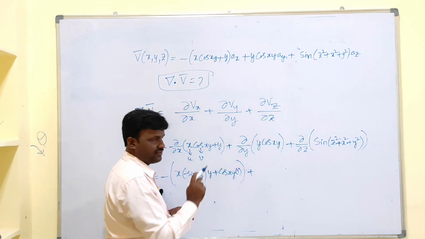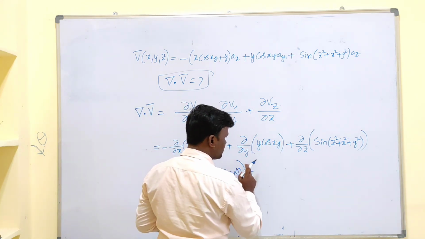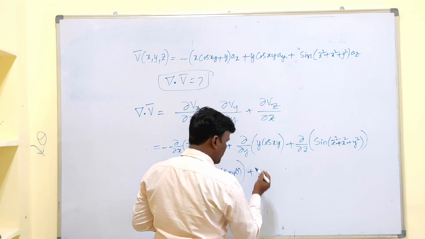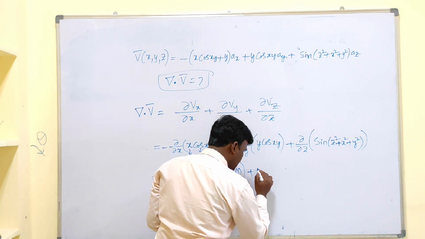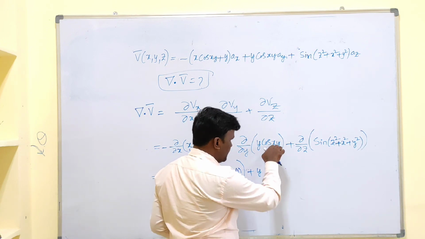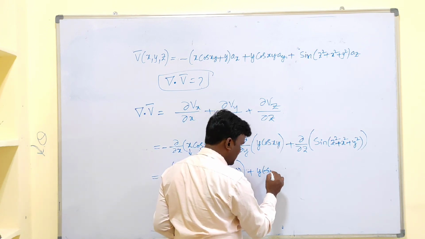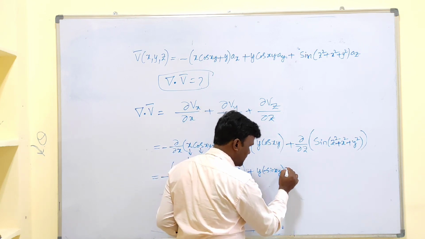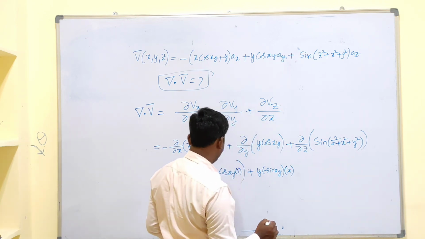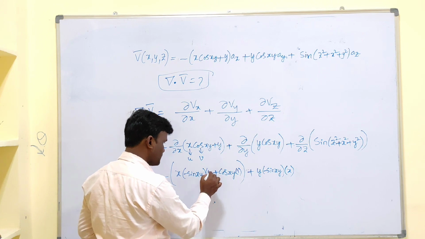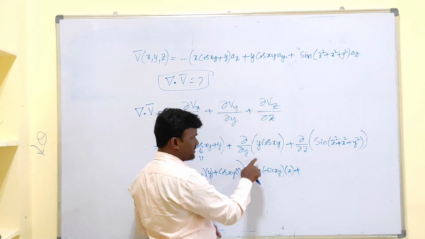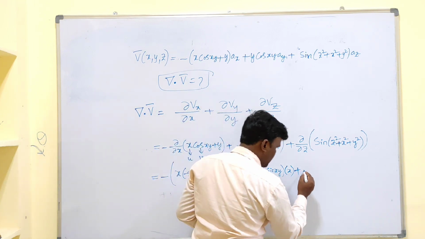Here partial differentiation with respect to y. Again we have two terms, so one is u and another one is v. Again here u into v dash, that is y into the differentiation of cos xy, which is minus sin xy. Again I need to differentiate this xy with respect to y. That gives x, so x into x. Here also like this, plus u into v dash. u is this one. Plus v into u dash.